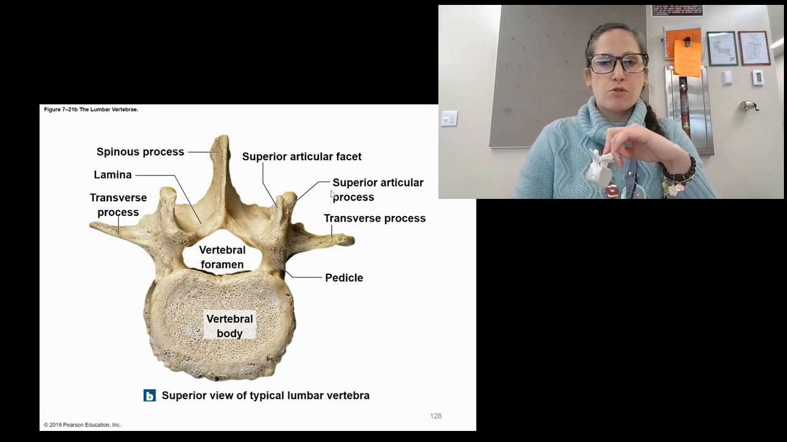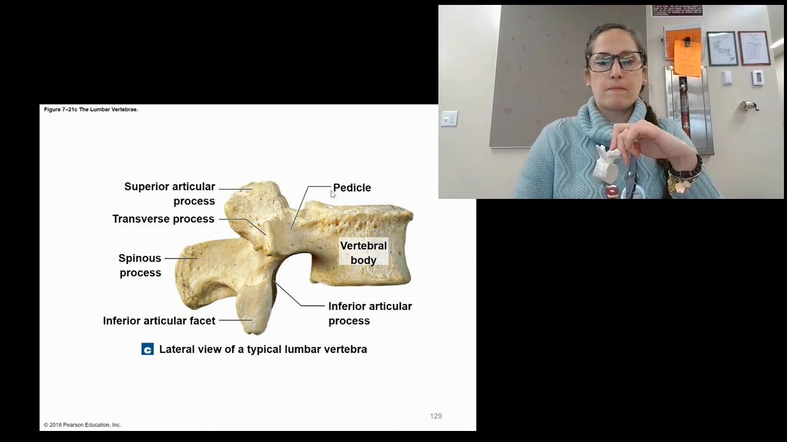And then you can see those same structures I just pointed out, and look on your own time in a little bit more detail. Your transverse processes are there. Those articulating facets are there. Your spinous process, that triangular vertebral foramen, and that very, very large body.